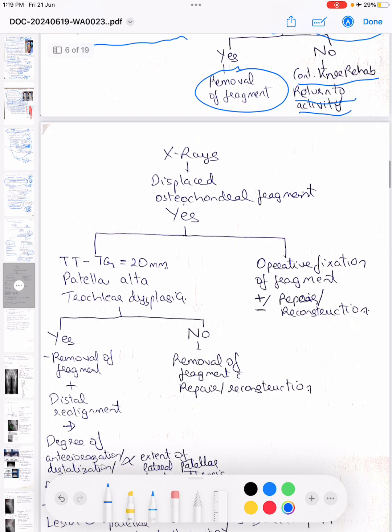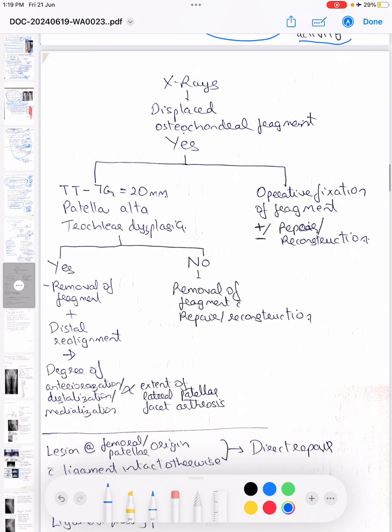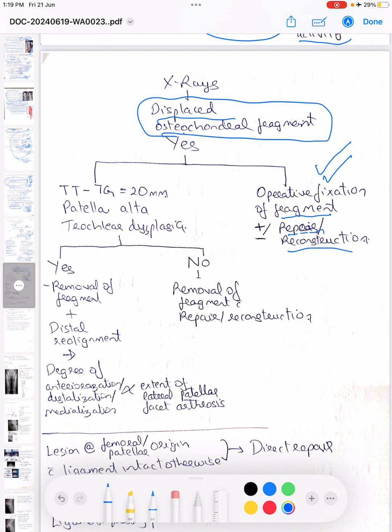Now, if the osteochondral fragment is visible on the X-ray, clear cut on the X-ray itself, you find a visible displaced osteochondral fragment, you need to go for operative fixation of the fragment, along with repair or reconstruction of the medial patellofemoral ligament or the other ligaments which are injured or damaged. But the catch lies herein.